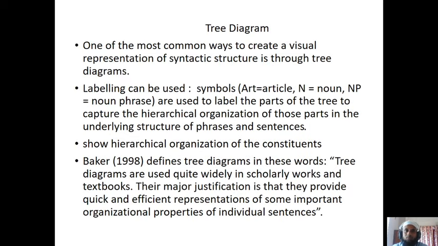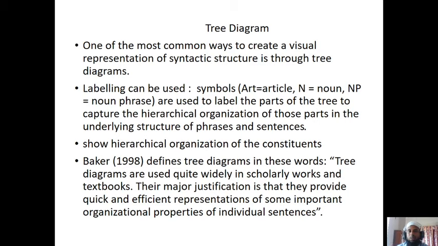So what is a tree diagram? A tree diagram is one of the most common ways to create a visual representation of syntactic structure, and there are a number of ways of showing a tree diagram or relationship. You can use labeling, and you can use symbols like Art for article, N for noun, NP for noun phrase, VP for verb phrase. So you can use them to label the parts of the tree to capture the hierarchical organization of those parts in the underlying structure of phrases and sentences.